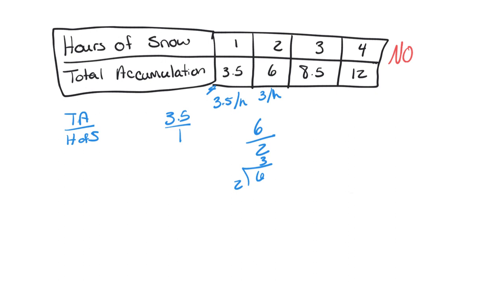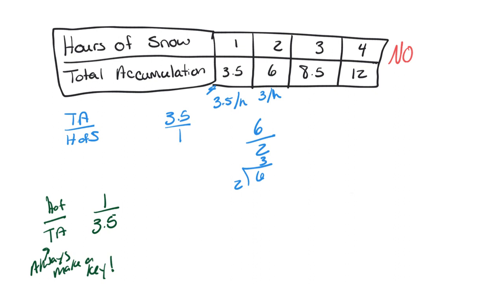Okay, so using this example, I want to show you another way to see if something is proportional or not. Another way that we could do this, we have 1 over 3.5, right? So we have hours of snow over total accumulation. Always make a key. The key is very important.